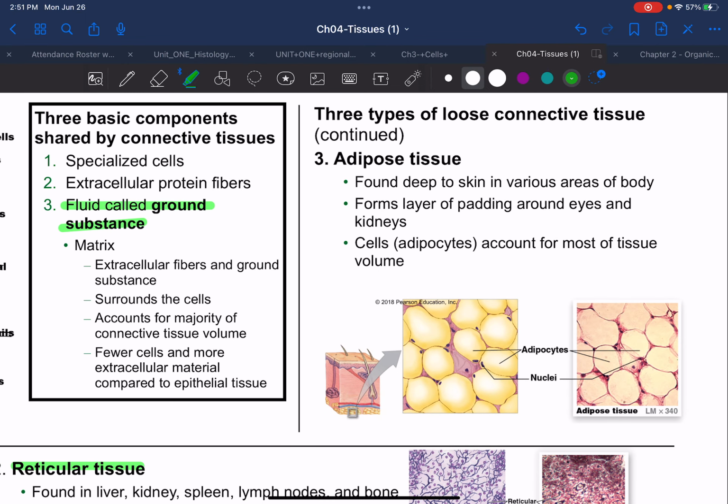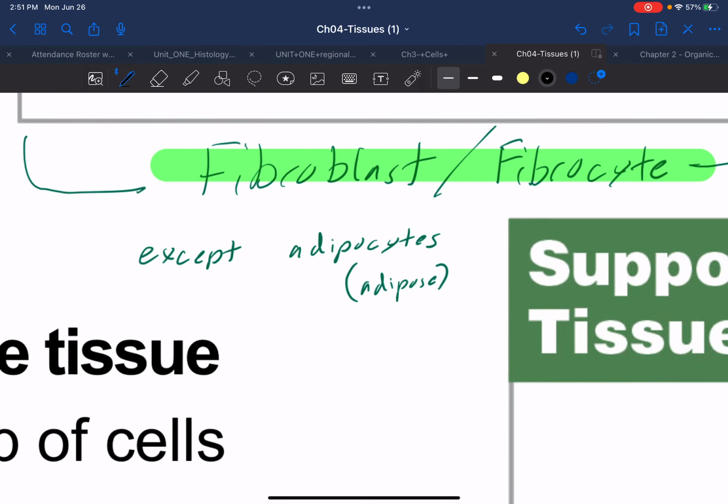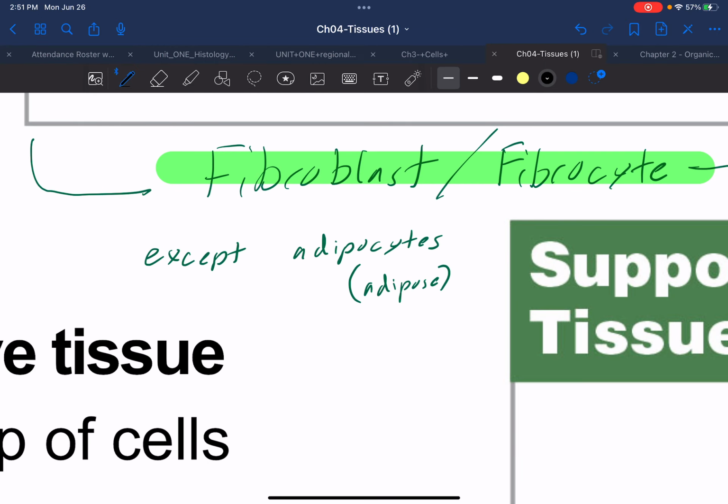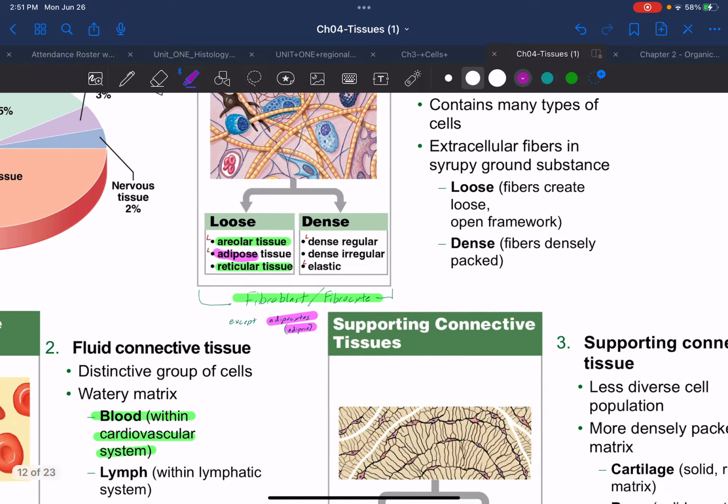And now for adipose, this is where we're going to end. Adipose is made out of what cells? Adipocytes. This is the unique one. This is why I had you write in the very beginning of this little section, except adipocytes or adipose tissue. Because all of these tissues that we're going to talk about, areolar, reticular, they're made out of fibroblasts. Adipose is made out of adipocytes. It's the only one that's unique.